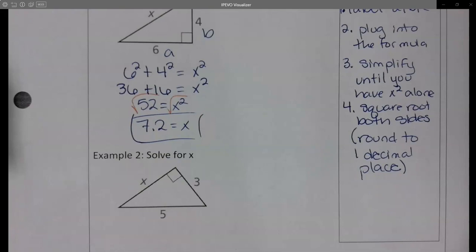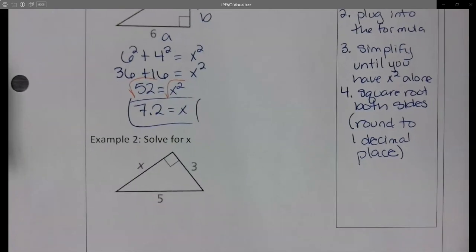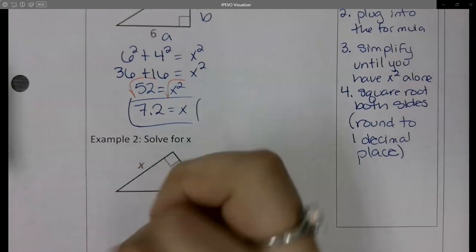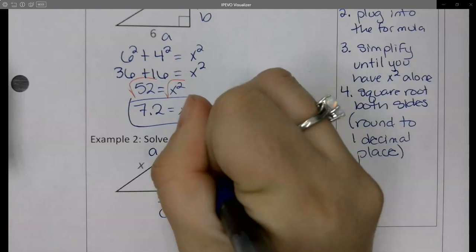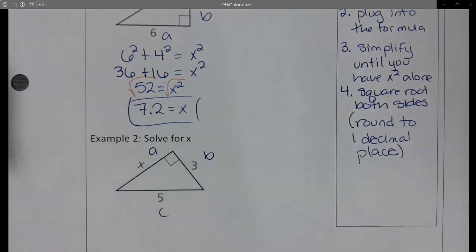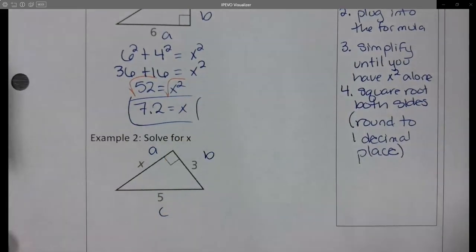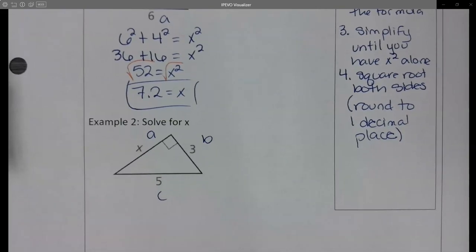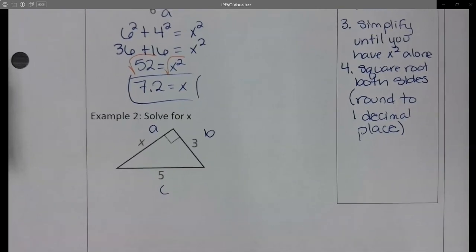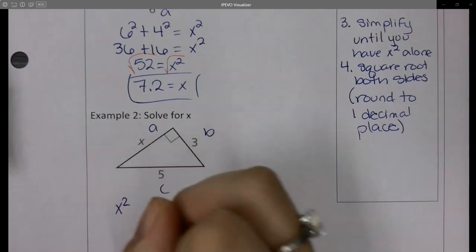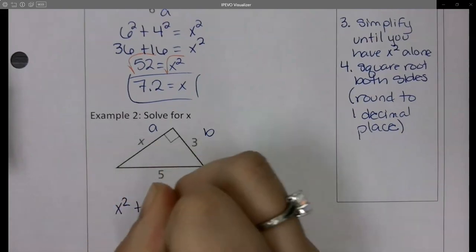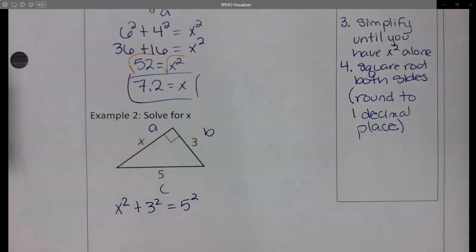Okay. Number 2 wants me to solve for x. Which one is my c? X, 3, or 5? Which one is the hypotenuse? 5. So then it doesn't matter. This one could be a and b, or I could switch x to be b and 3 to be a. But once I label them, I want to go ahead and plug into the Pythagorean theorem. So I'm going to have x squared plus 3 squared equals 5 squared.